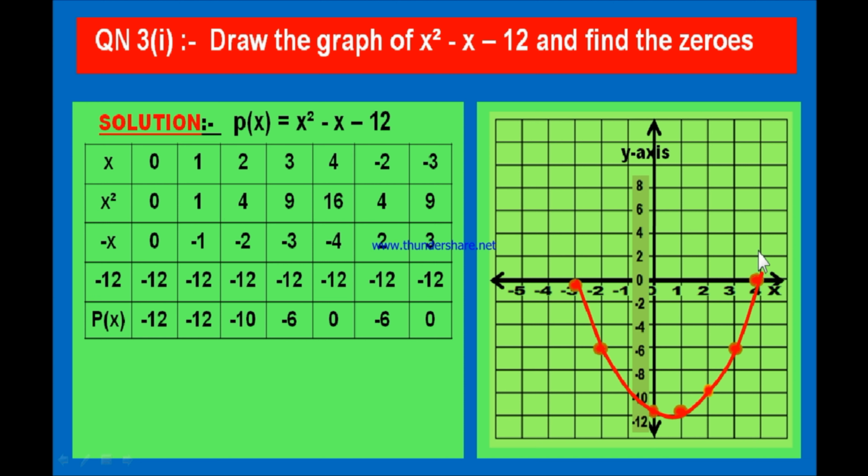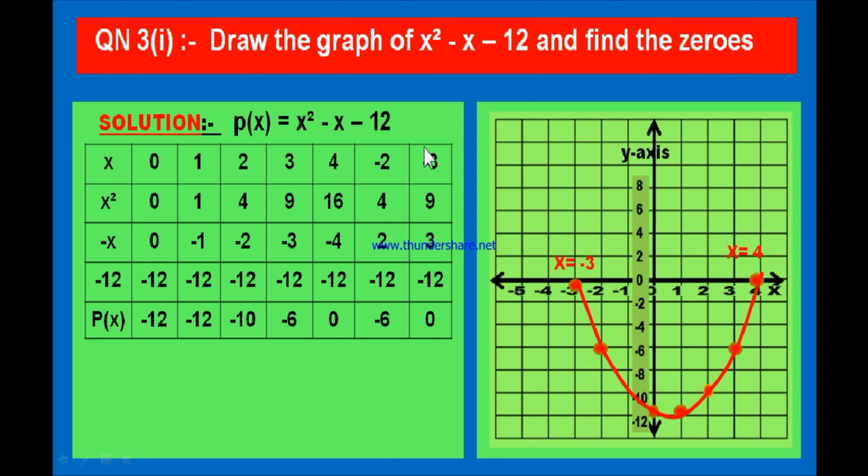Therefore, as this curve is meeting x-axis at 2 points, there are 2 zeros for this quadratic polynomial. The value of the first zero is minus 3 and the value of the second zero is plus 4. These are the 2 zeros. You see, x is equal to minus 3 is one zero and x is equal to 4 is the second zero for the given quadratic polynomial.